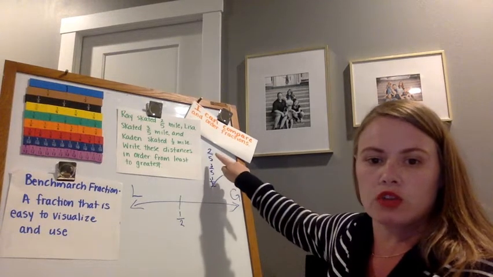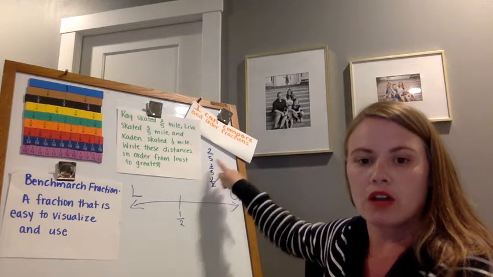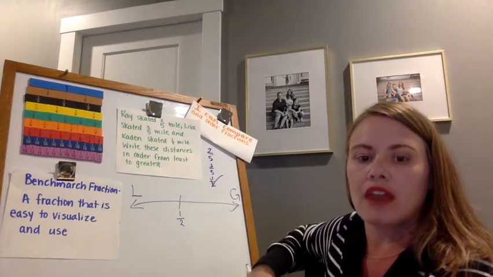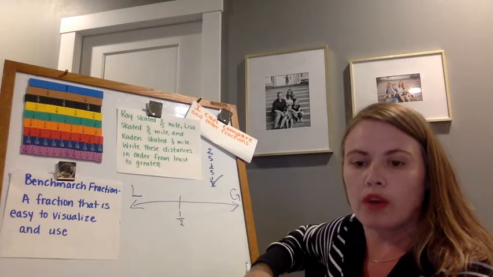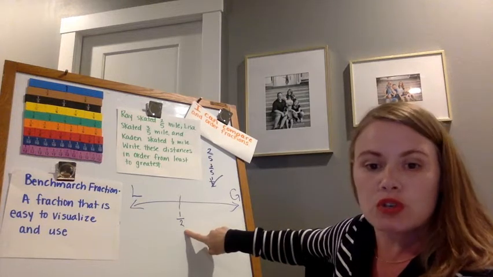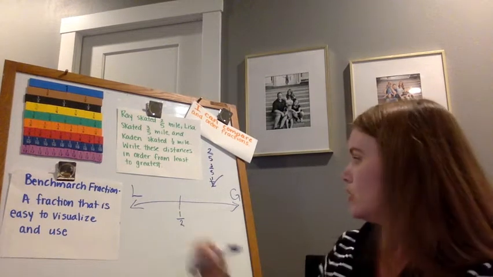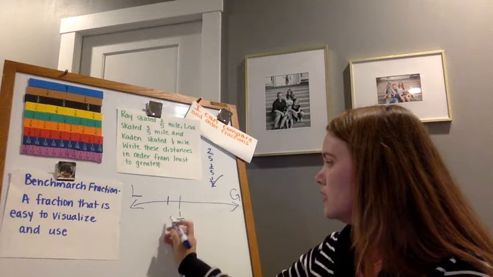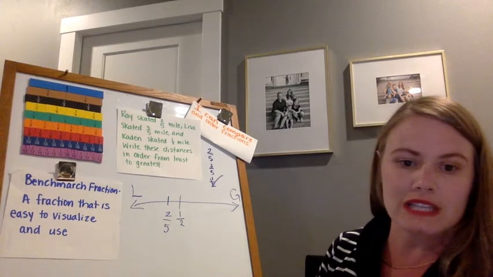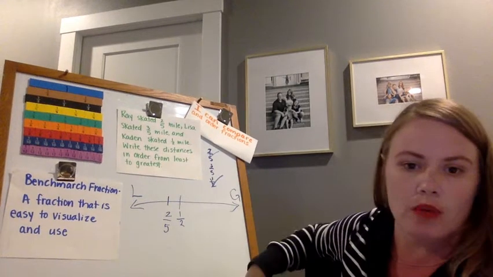If I look at 2/5, is 2/5 greater than or less than 1/2? Well, I've got to think, what is half of 5? I know that half of 5 is 2.5. That would make 2/5 less than half because 2 is less than 2.5. So we know that 2/5 would go right here, and we would put 2/5 on this side of half because 2 is less than 2.5, so that's less than half. So I can check that one off.